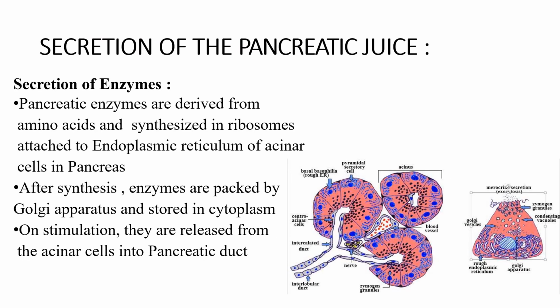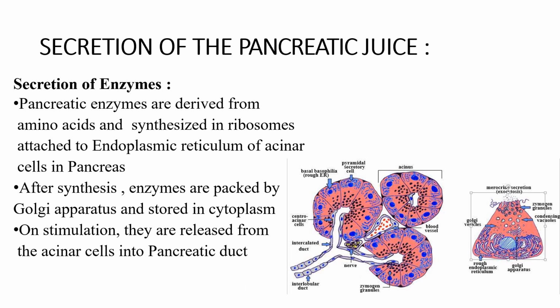So coming to the secretion of the pancreatic juice. Pancreatic enzymes are derived from amino acids and synthesized in ribosomes attached to the endoplasmic reticulum of acinar cells in the pancreas. After synthesis, enzymes are packed by the Golgi apparatus and stored in the cytoplasm. On stimulation, they are released from the acinar cells into the pancreatic duct. So finally, the secretion is poured into the duodenum through the main and accessory pancreatic ducts.